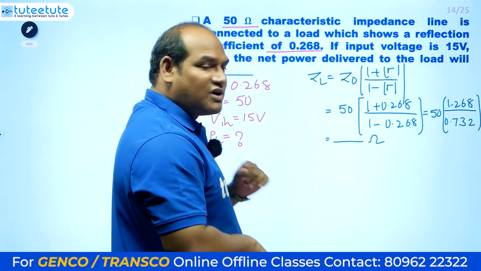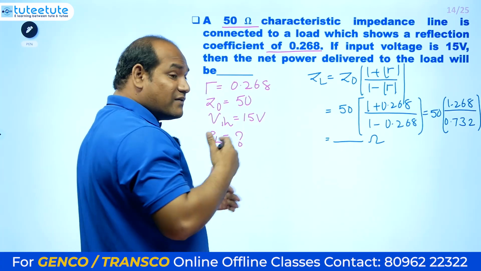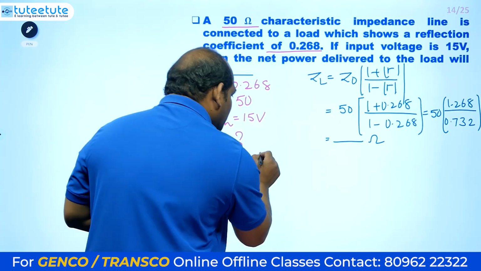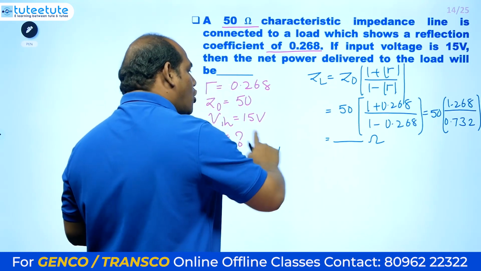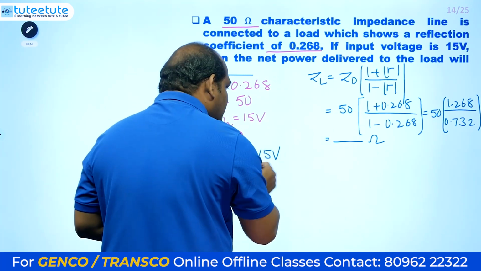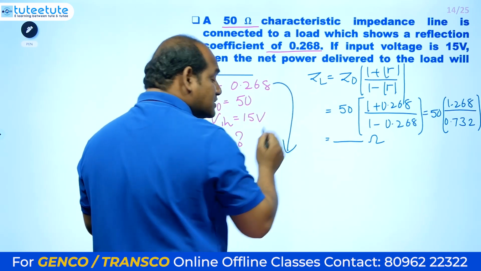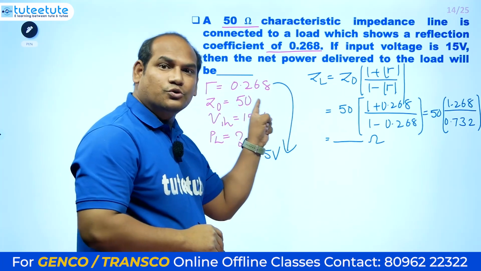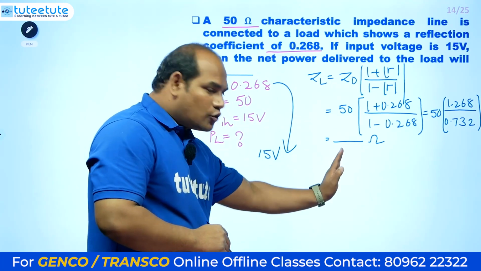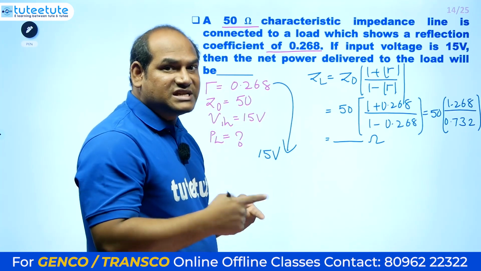After getting that, what we need to do now is calculate the power delivered to the load. The input voltage is 15. How much voltage is going to the load we have to calculate. But out of these 15 volts, some voltage is reflected back, using the reflection coefficient. If the reflection coefficient were 0, we could say the complete 15 volts reaches the load. But here the reflection coefficient is 0.268.